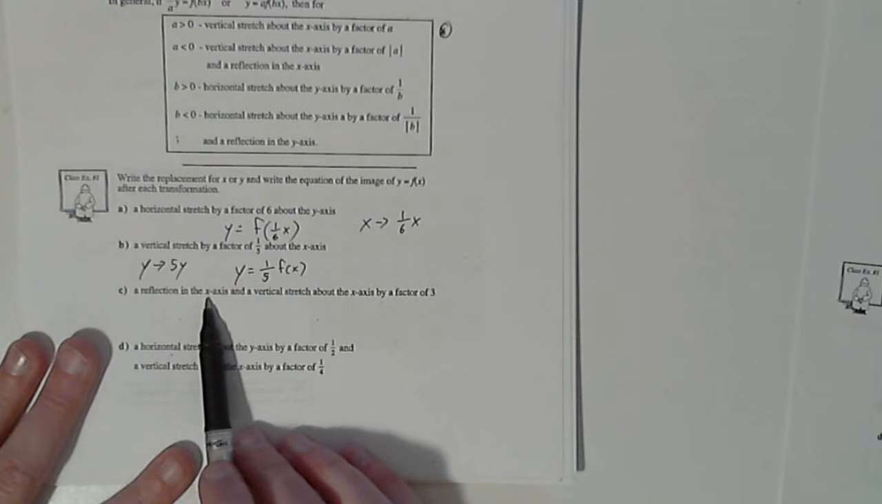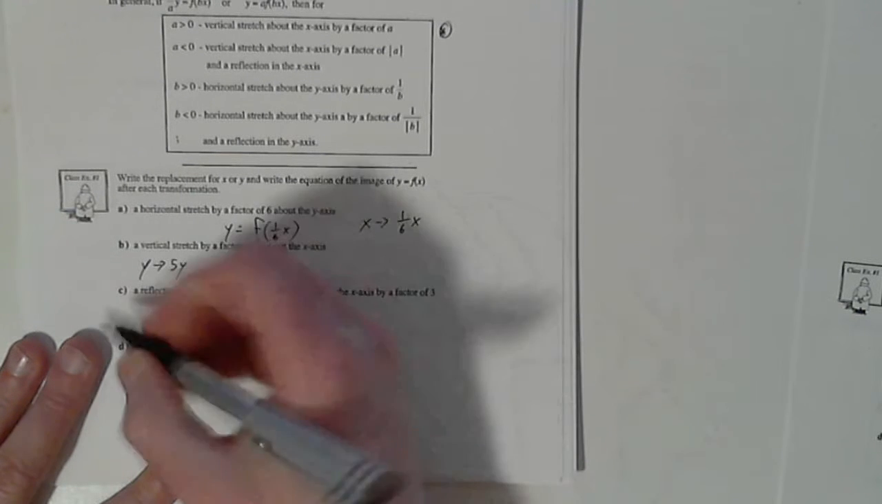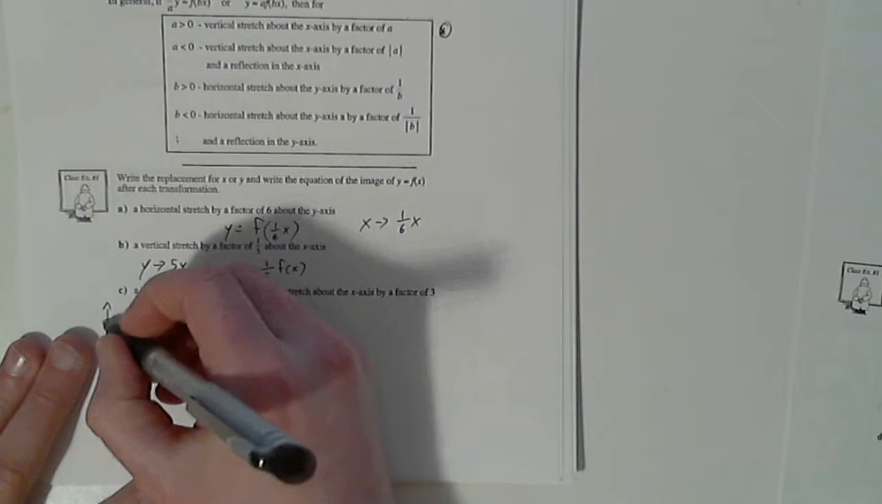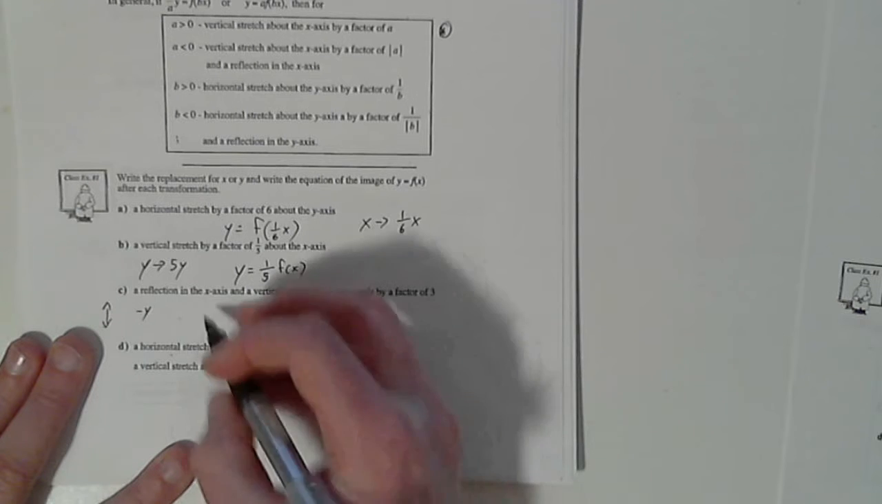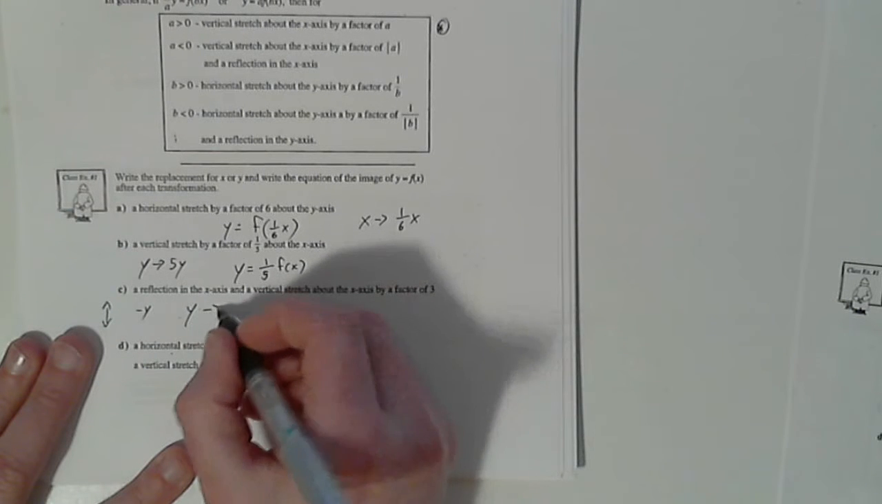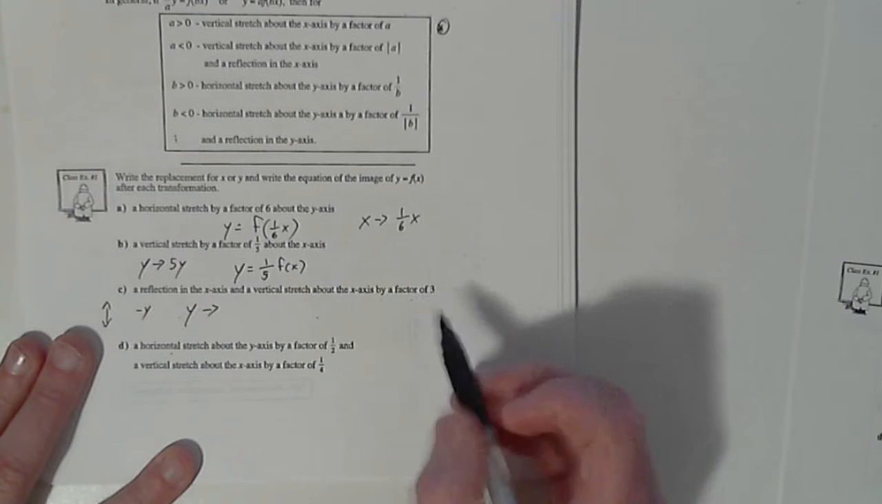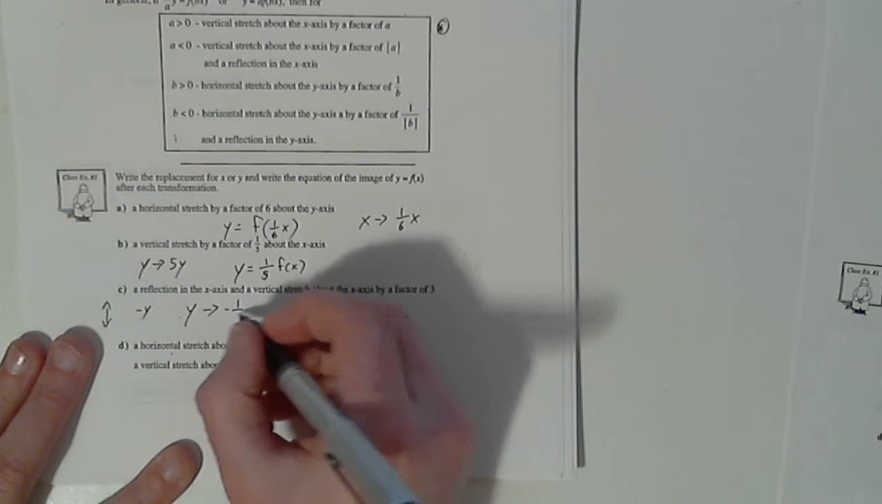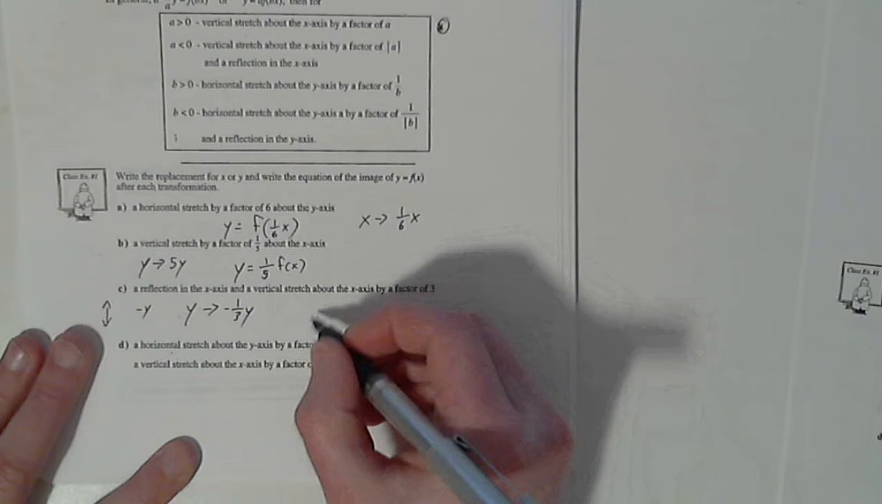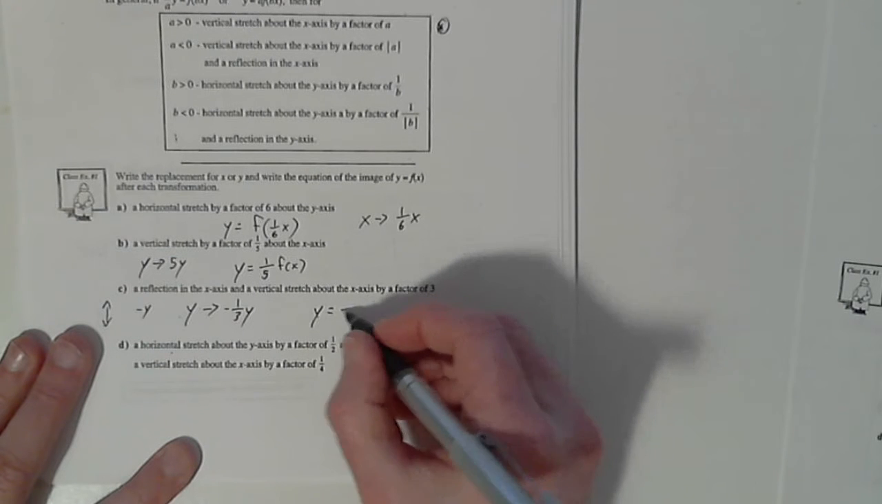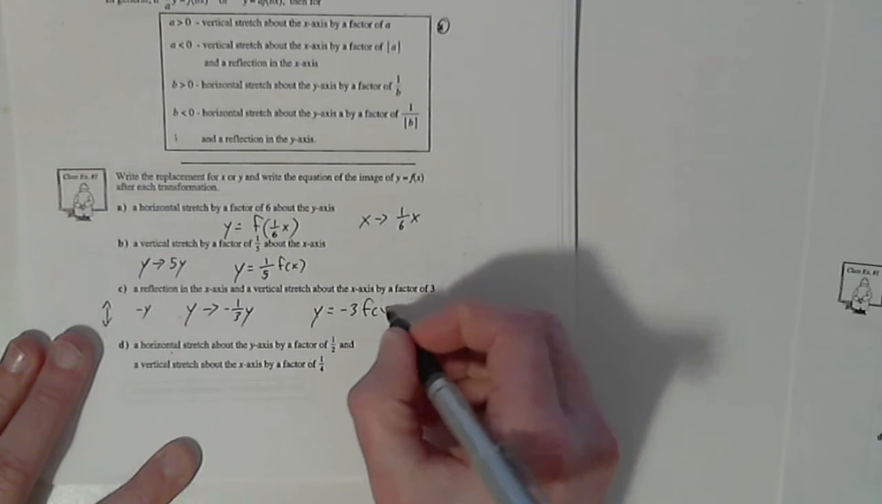A reflection in the x-axis. So a reflection this way, which is going to be a negative y. And a vertical stretch about the x-axis as well by a factor of 3. So basically we're going to take y and we're going to replace it with stretch by a factor of 3, so negative 1/3 y. We have to flip it there, but then when it goes to the function, it's negative 3f of x.